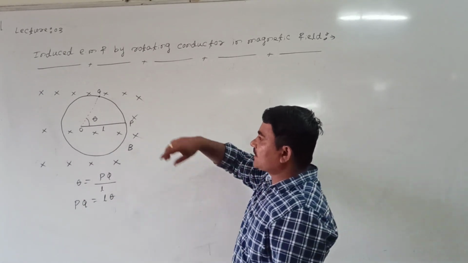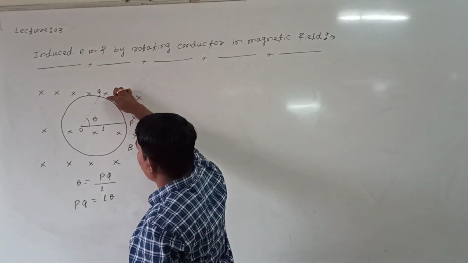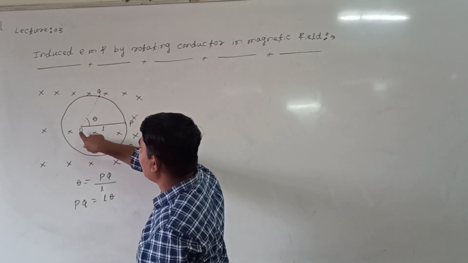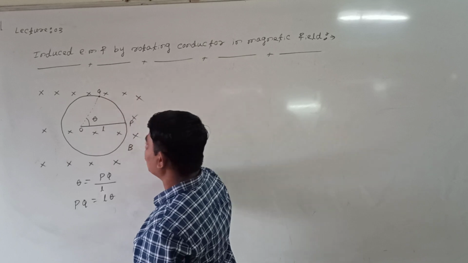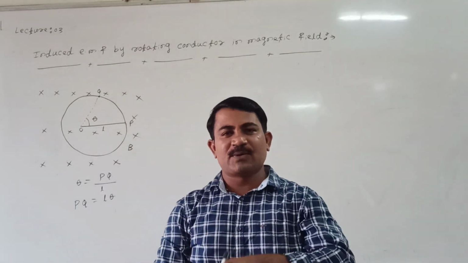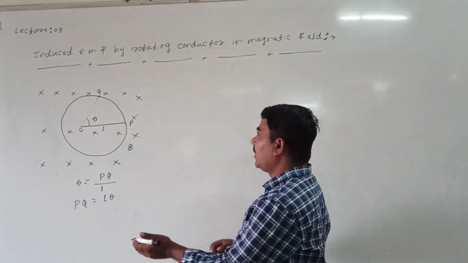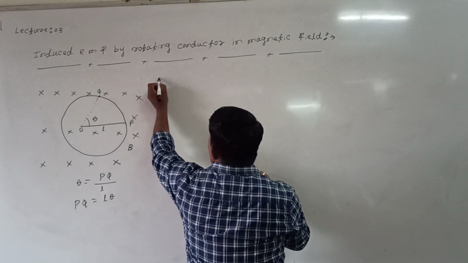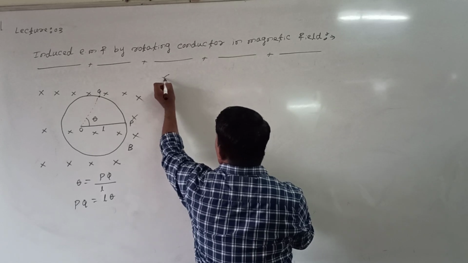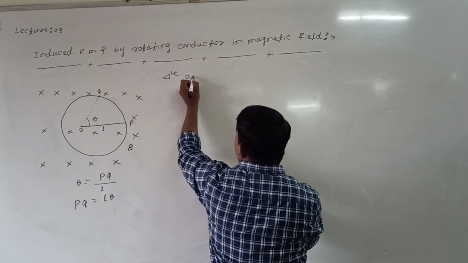But as the conductor moves from point P to point Q, it creates an area, the area OPQ. So OPQ looks like a triangle. Then we know the area of the triangle. How does the area of the triangle look? Which one is the triangle here? Triangle OAP looks like this.